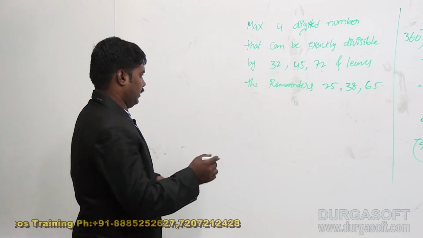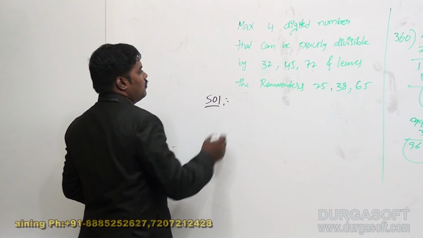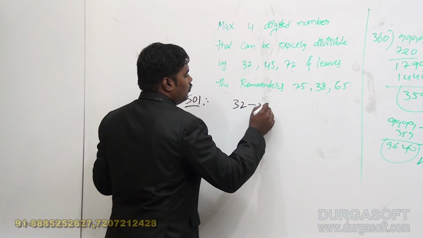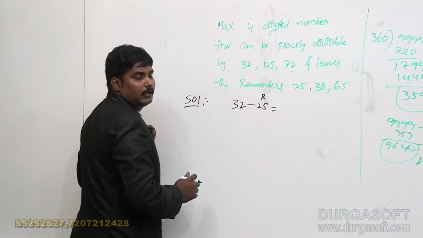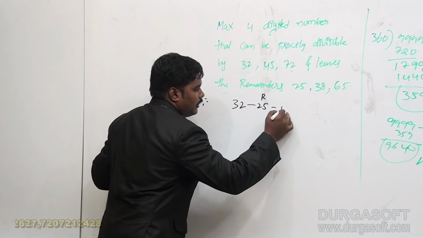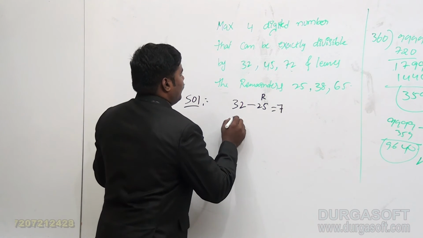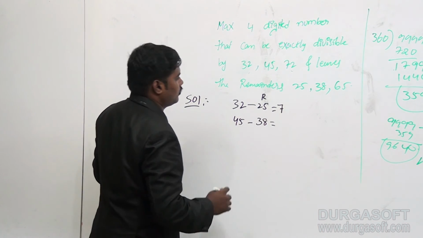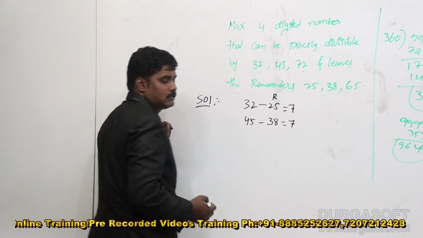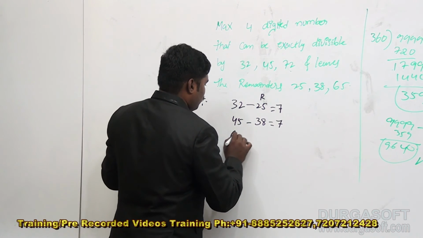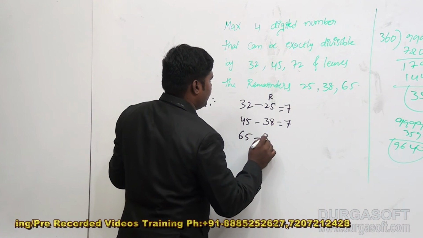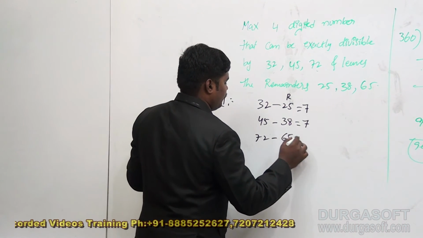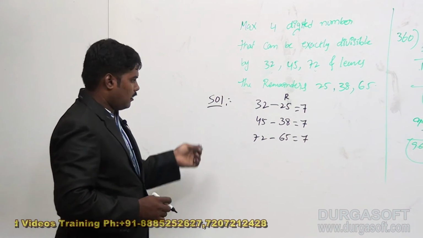you can identify one thing. When you divide that maximum number by 32, it leaves remainder 25. Then what is the difference here? 7. When you divide by 45, you get the remainder 38. What is the difference here? 7. When you divide by 72, you have the remainder 65. That means here also the variation is 7.